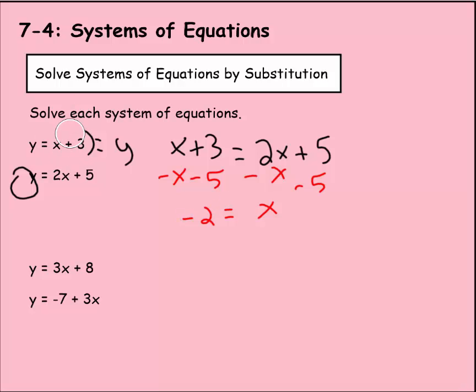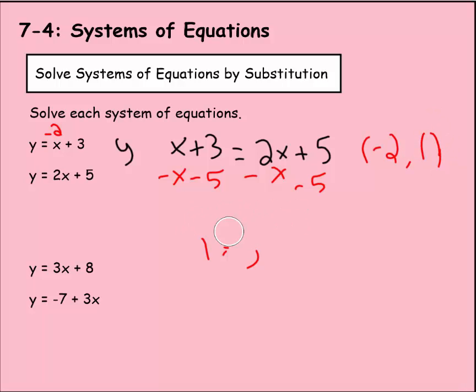Now that I know what x is, I can solve for y. Since x is negative 2, I can either plug that in here or here to solve for 1y. This one looks easier to me. So y equals negative 2, which is x, plus 3. Negative 2 plus 3 equals 1. So 1 equals y. Usually you write your answer in a coordinate point. So it would be negative 2 for x, 1 for y. So it would be negative 2 and 1.